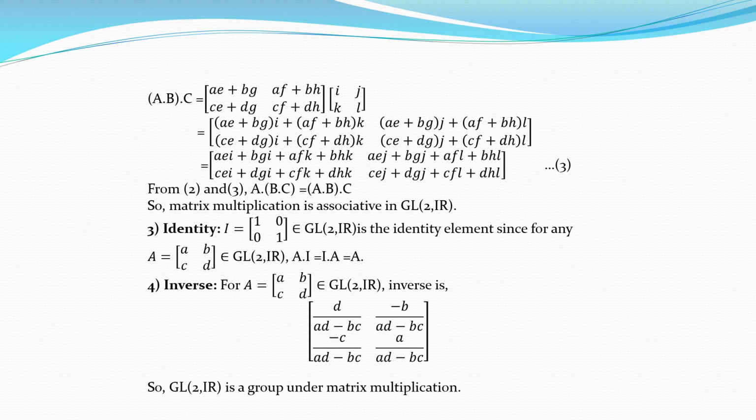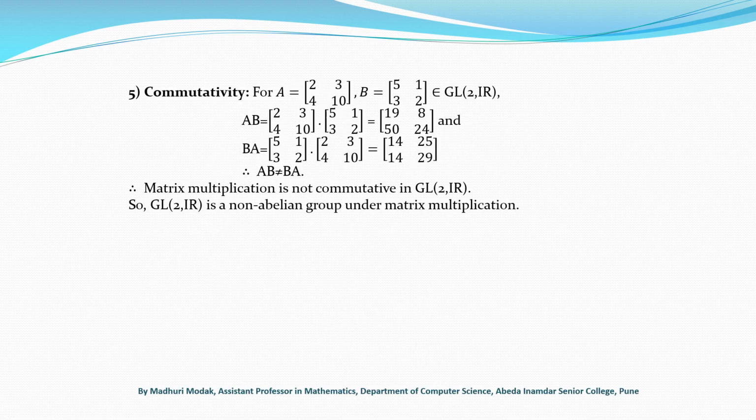We have to show that it is a non-abelian group. So we show that multiplication is not commutative in GL2R. Now as we have to show that it is not commutative, it is enough to take specific matrices A and B for which A into B is not equal to B into A. So you can give any example for which AB and BA are different. So here I have taken A as 2, 3, 4, 10 and B as 5, 1, 3, 2.